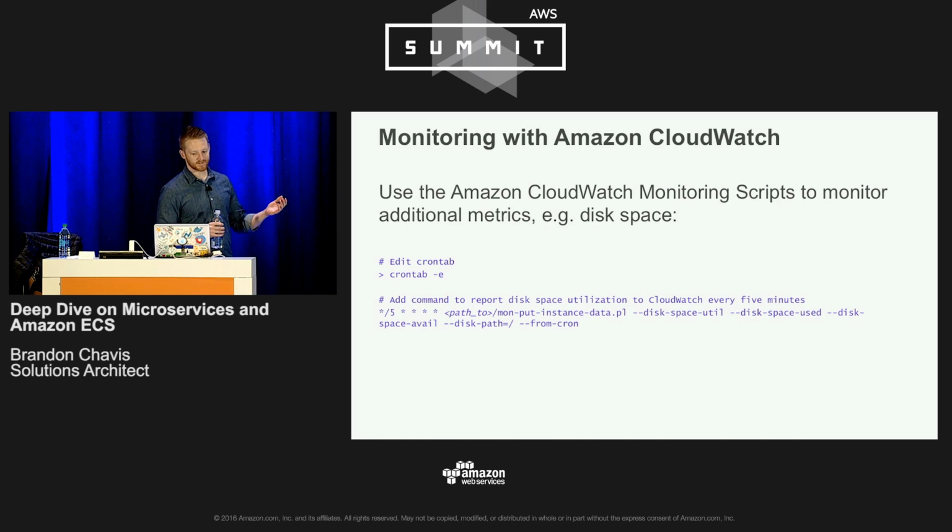And this is not unique to ECS or containers, but I think it's awesome with CloudWatch. You can monitor additional metrics, such as disk space, which we don't tell you by default, using the CloudWatch monitoring scripts. And so you could run this on each container instance in your cluster, for example.